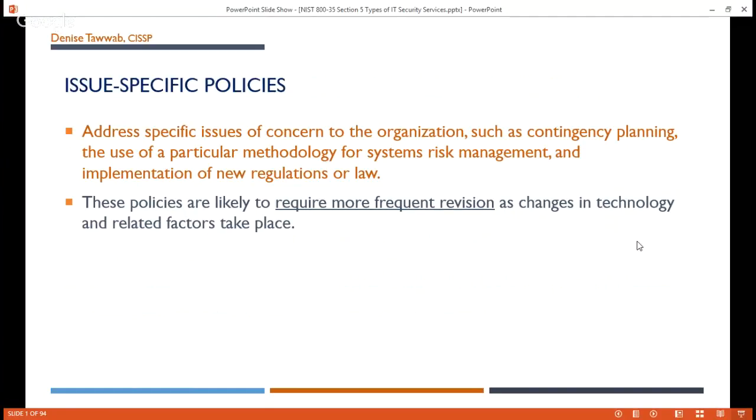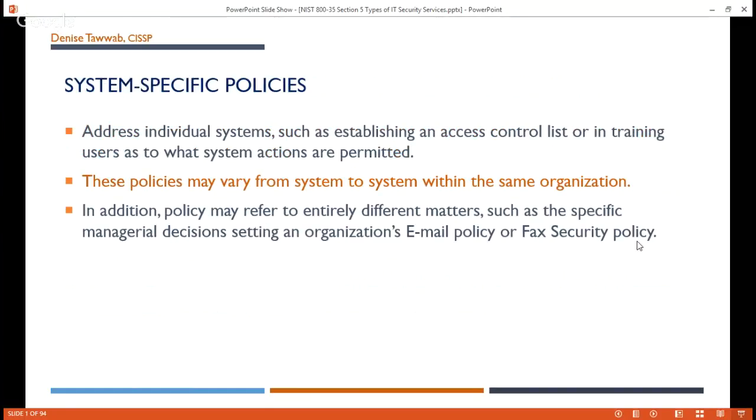Your issue-specific policies address specific issues of concern to the organization, like contingency planning. So you'd have a contingency planning policy, the use of a particular method for systems risk management, and how you're going to implement new regulations or laws. GDPR immediately comes to mind. These policies are likely to require more frequent revision as changes in technology and related factors take place. So your issue-specific policies are going to change more often than your program policies.